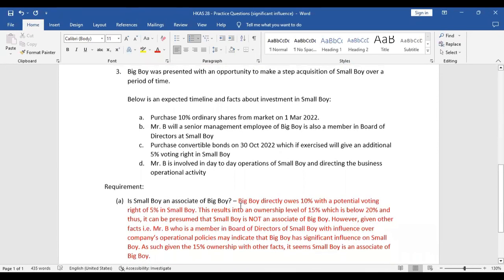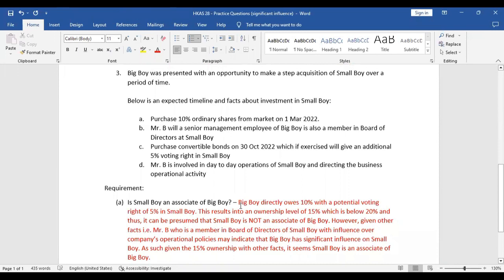Now let's look at question 3. Question 3 has a few things here, a few layers in there. So let's read question 3 first. Big boy was presented with an opportunity to make a step acquisition of small boy over a period of time, right? So you can highlight that it's a step acquisition, so it's going to be over time, and it also says over a period of time, right?